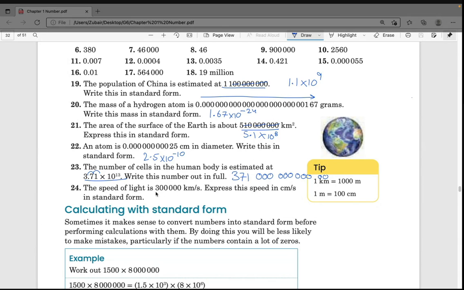24. The speed of light is 300,000 kilometers per second. Express the speed in centimeters per second and in standard form. So second is as second. So I have to change kilometer into centimeter first and then standard form. Kilometer to centimeter. Do you know the conversion? Yes, sir.